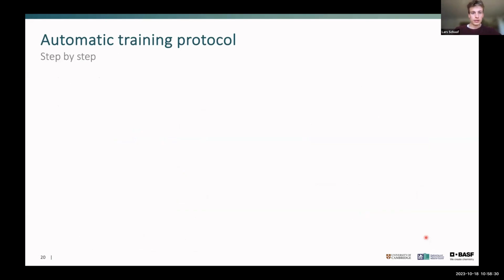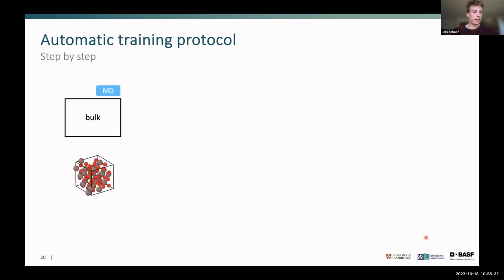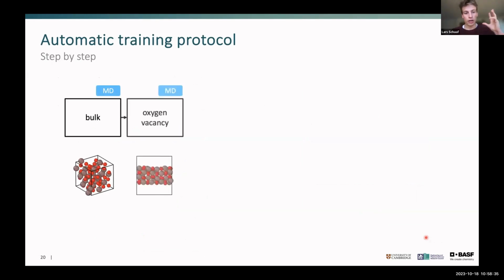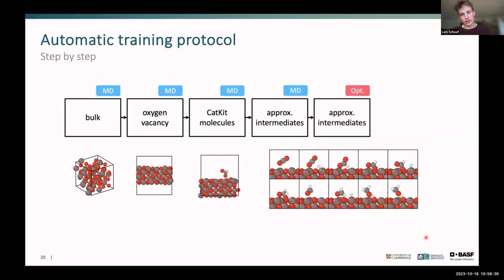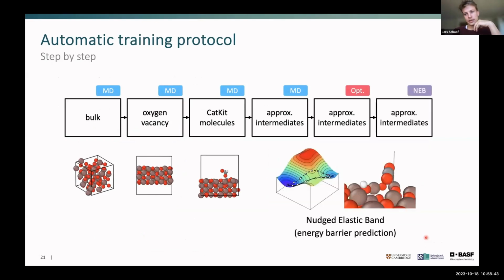And so what we do is we train a machine learning method step by step, starting from bulk, fitting the oxygen vacancies, adding some molecules, adding some more molecules, geometry optimizing them, and then finding barriers using nudged elastic band searching. So then in the end, what we get here is a nice piecing together of getting from carbon dioxide all the way to methanol, getting all the barriers of a suggested reaction pathway.